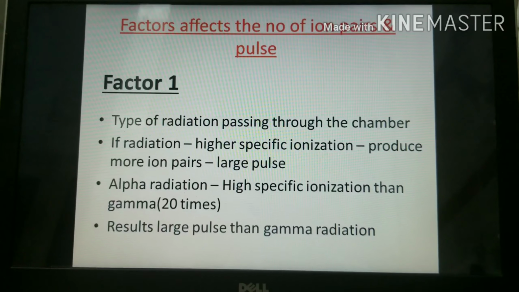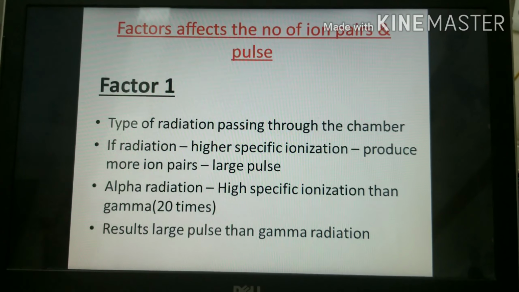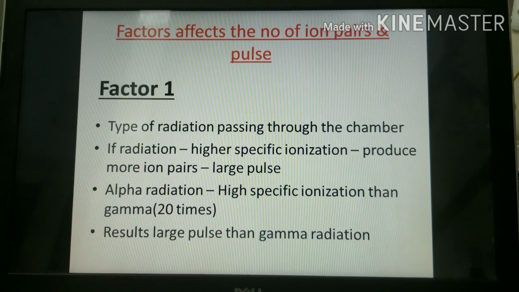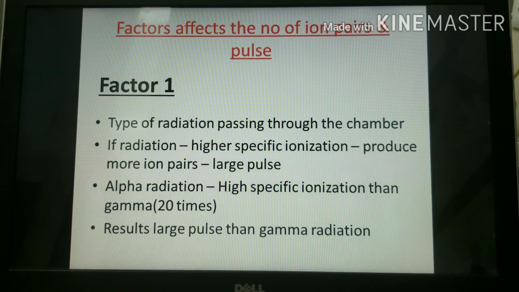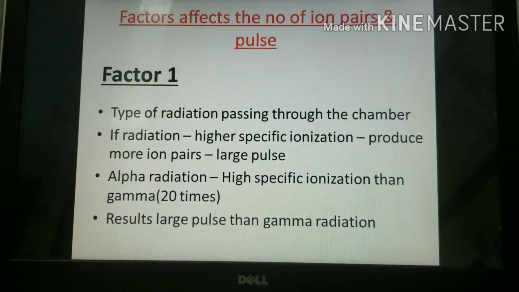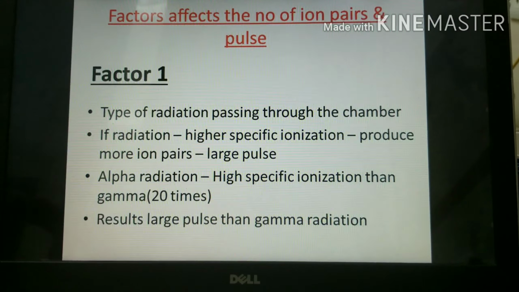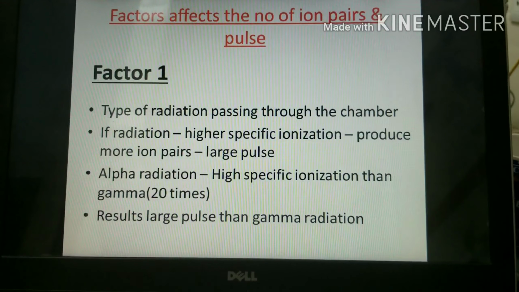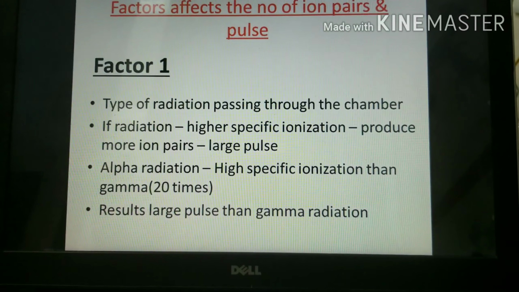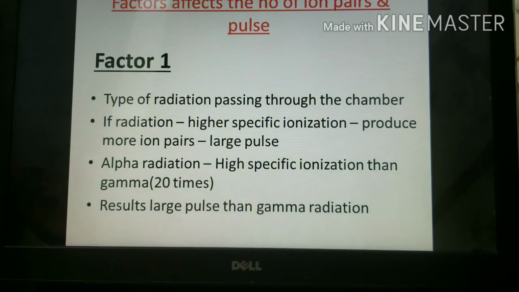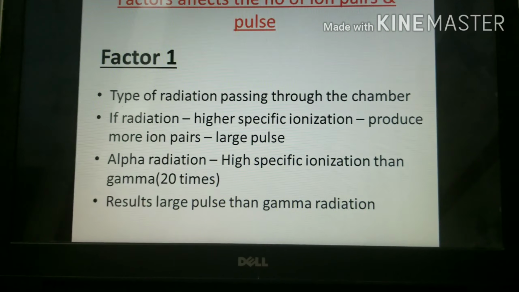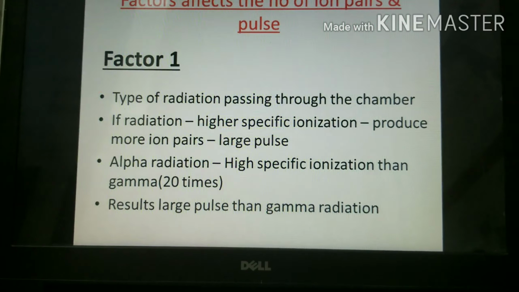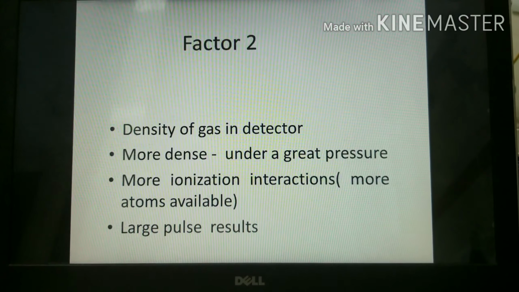Factor number 1 is what type of radiation is passing through the chamber. If the radiation is of a higher specific ionization, like alpha particles, then the production of ion pairs will be more, so the pulse will be large. An alpha particle has a specific ionization 20 times higher than gamma rays. That will result in a larger pulse than gamma radiation.